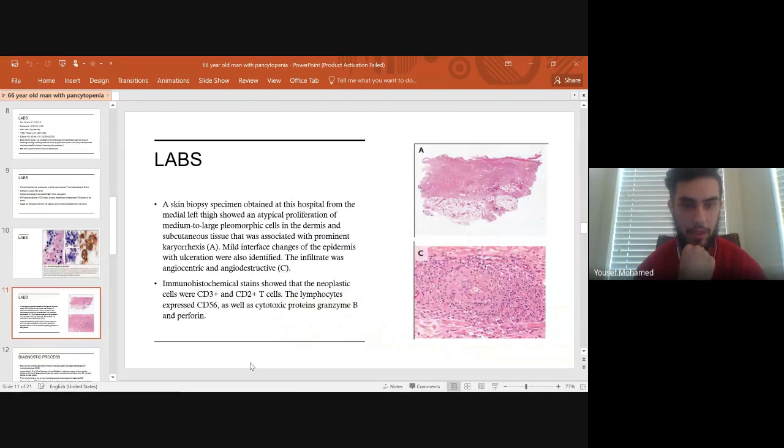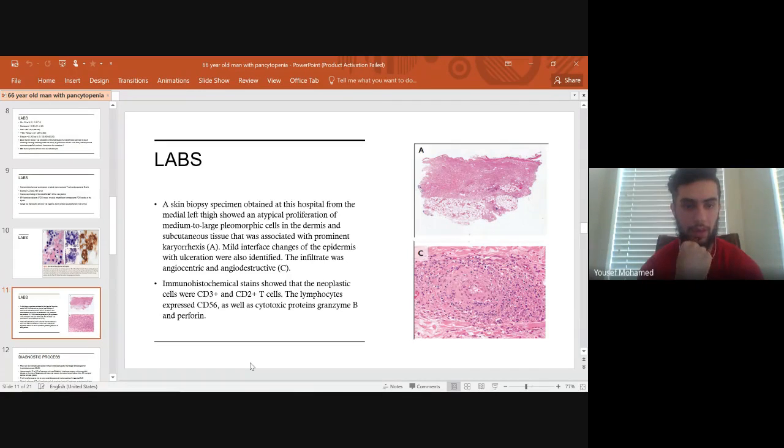So a skin biopsy specimen obtained at this hospital from the medial left thigh showed an atypical proliferation of medium to large pleomorphic cells in the dermis and subcutaneous tissue that was associated with prominent karyorrhexis in panel A. Mild interface changes of the epidermis with ulceration were also identified. The infiltrate was angiocentric and angiodestructive, which can be seen in panel C.